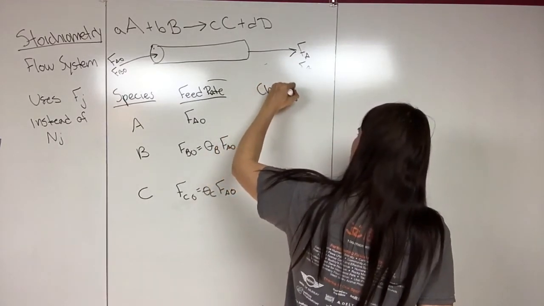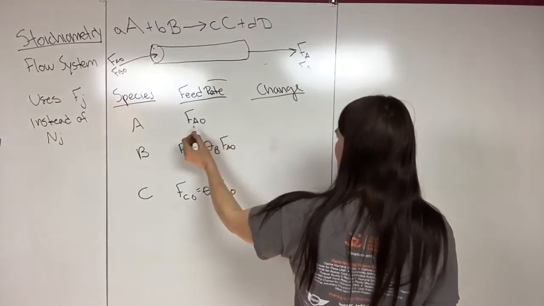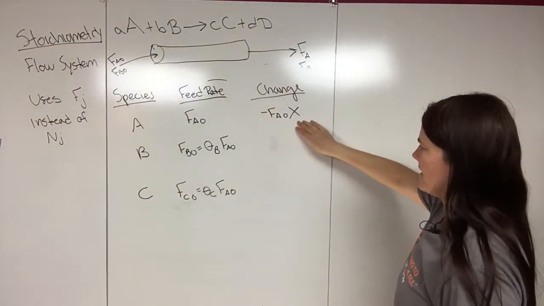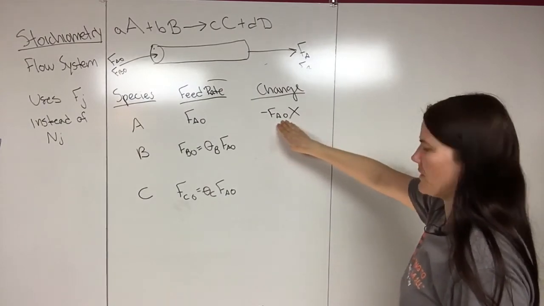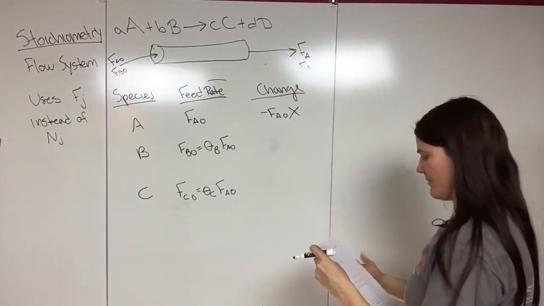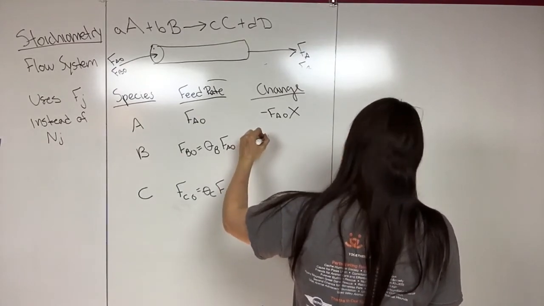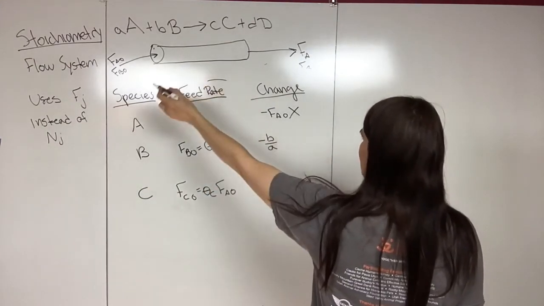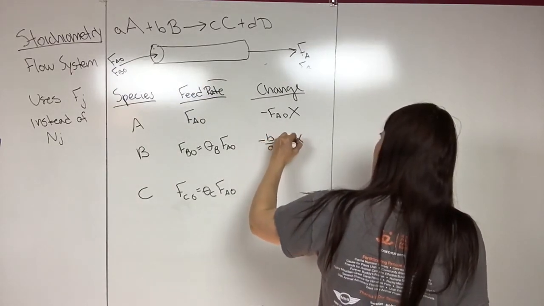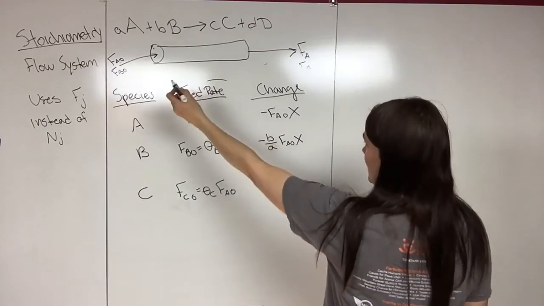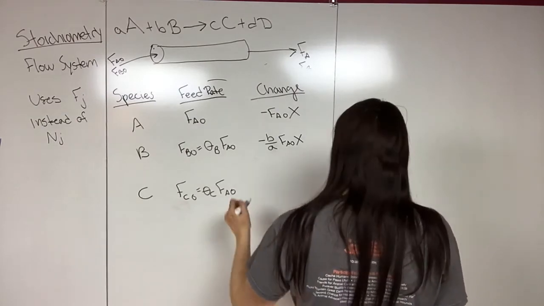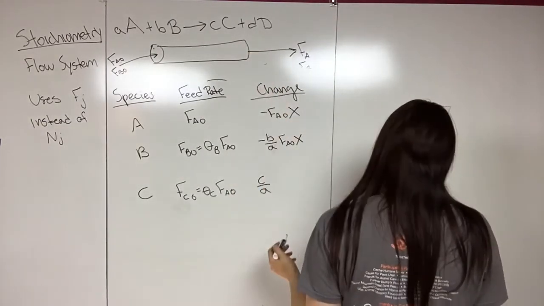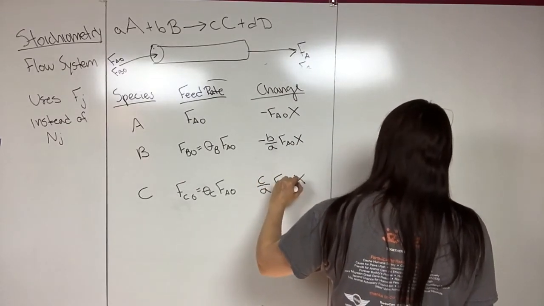So then there's a change. So the change of A would be minus Fa naught multiplied by the conversion. So this is the percent that's been converted. And so if you multiply that by Fa naught, then you should get however much is converted of Fa naught. So then we can do the same thing for these other ones. So we know that the amount of B that's converted is b over a, using the stoichiometry, Fa naught X. And remember, these are also negative because they're the reactants, so they're disappearing. And then Fc is positive because we're gaining C. C is one of the products, so c over a, Fa naught X.